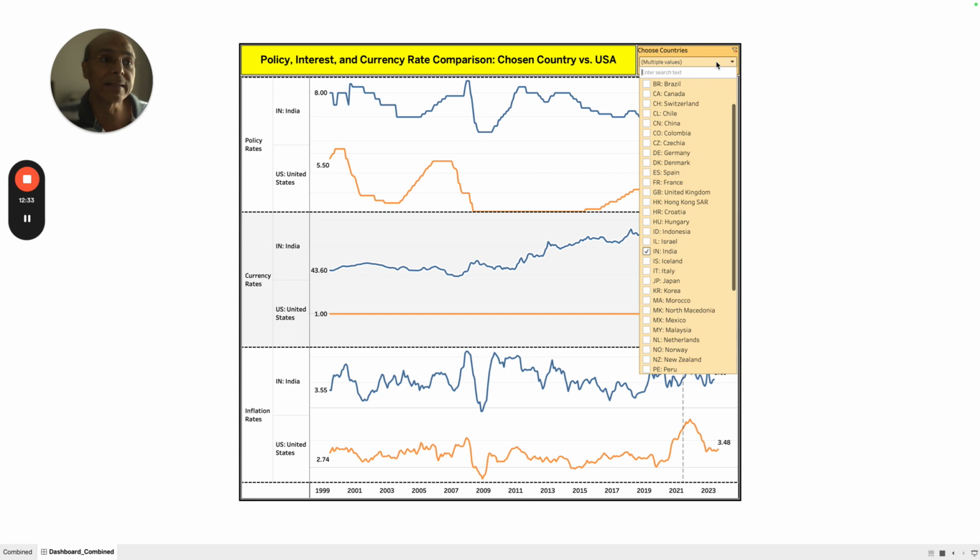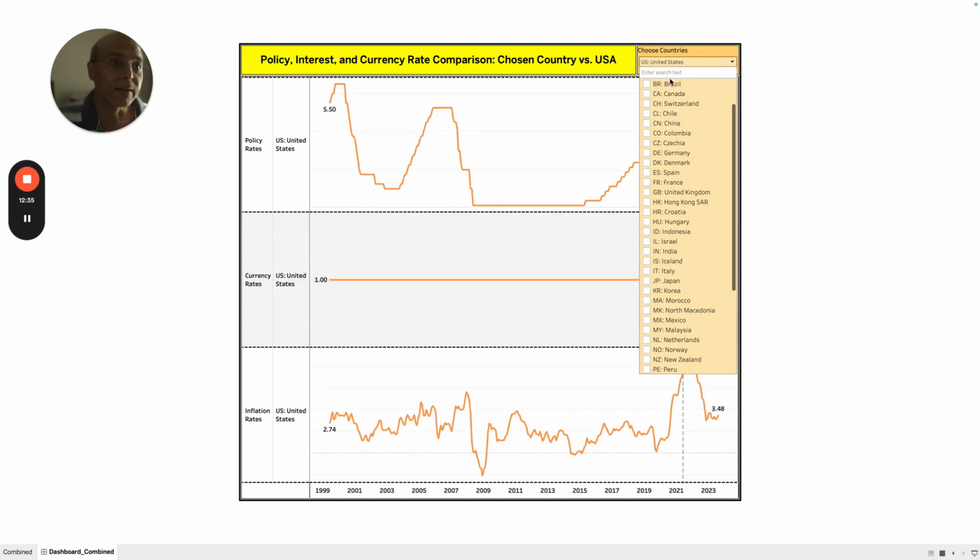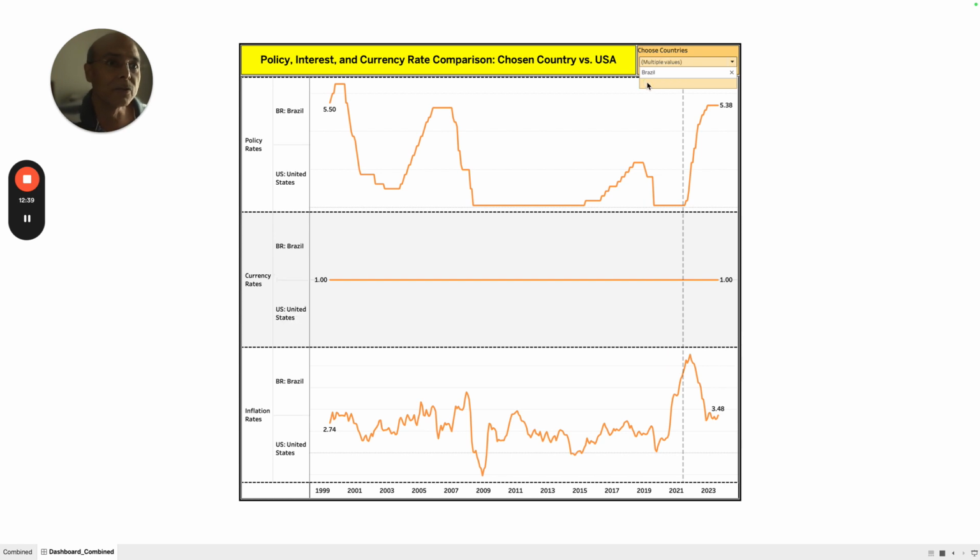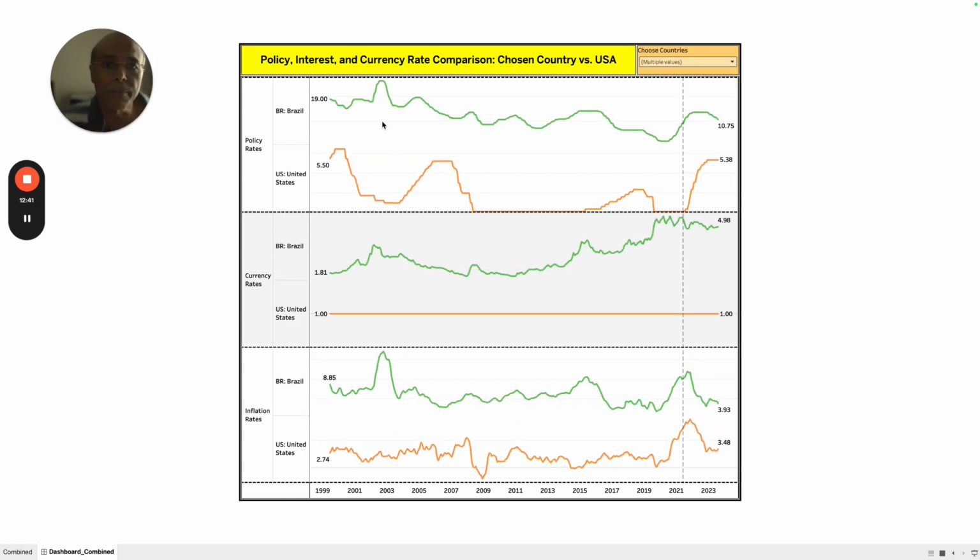So let's look at another currency. Let's look at Brazil. I'll choose Brazil here, and let's look at what happened to the Brazilian currency. The Brazilian interest rates were held very high at the initial stages, in 2000, at 19%. The US was at 5.5%. So if you look here, the gap actually reduced in this period.